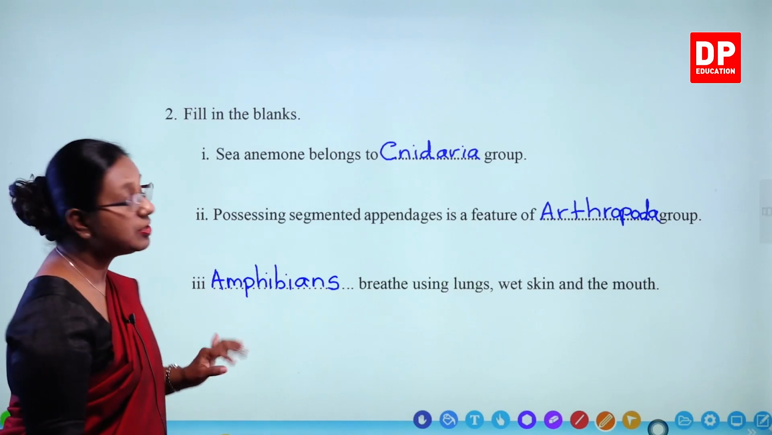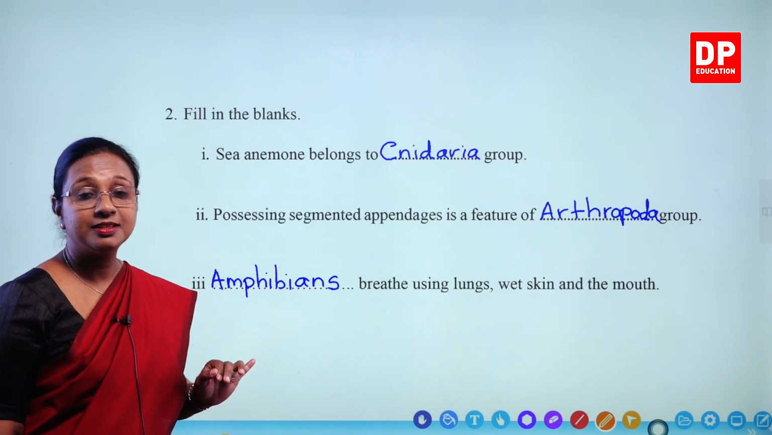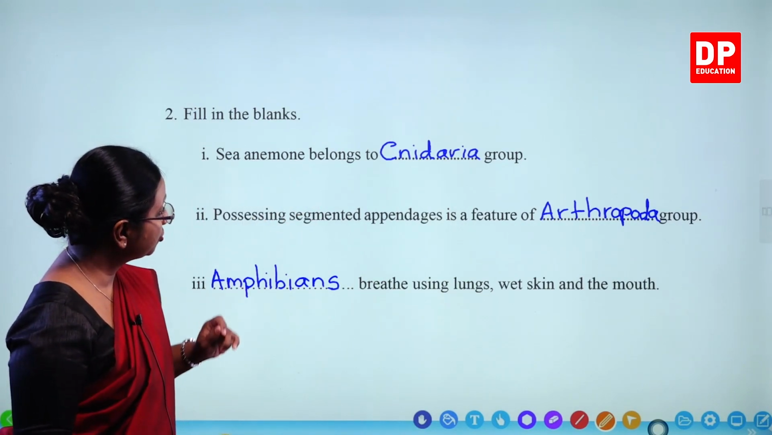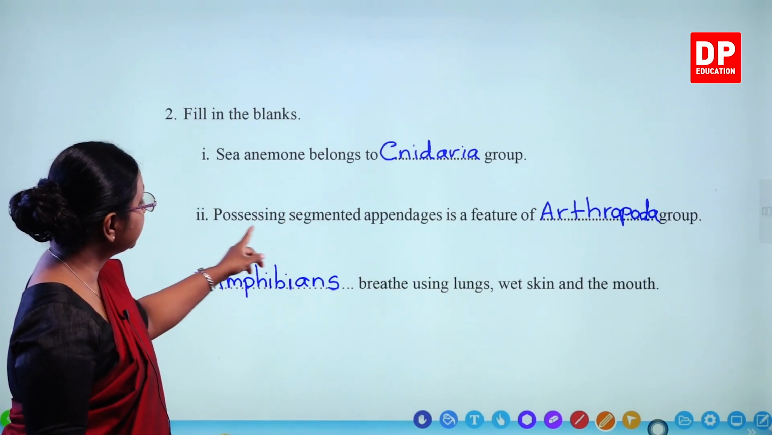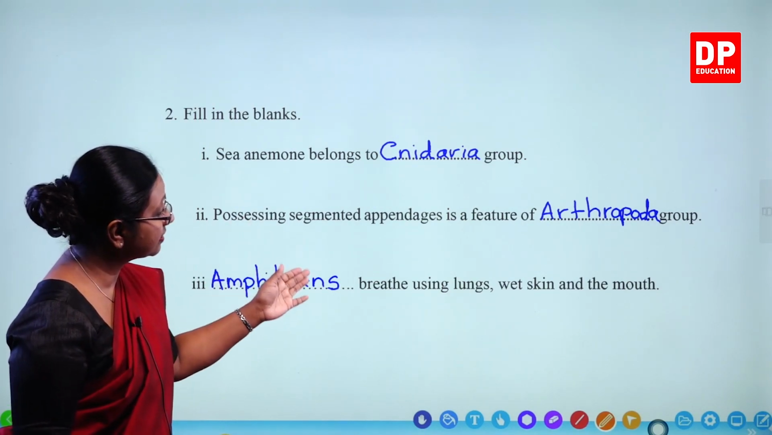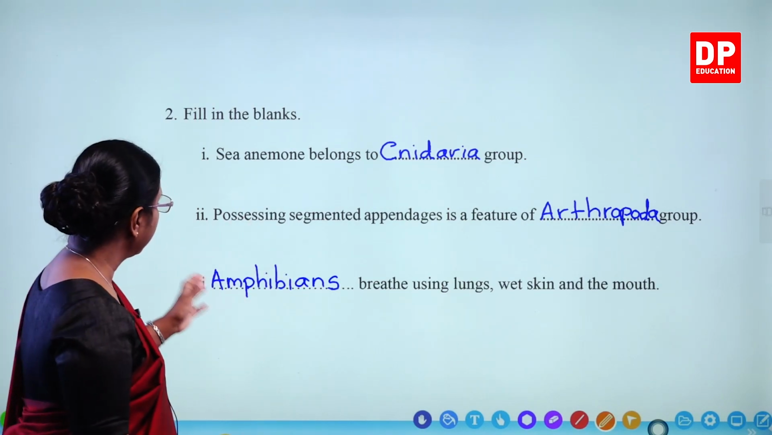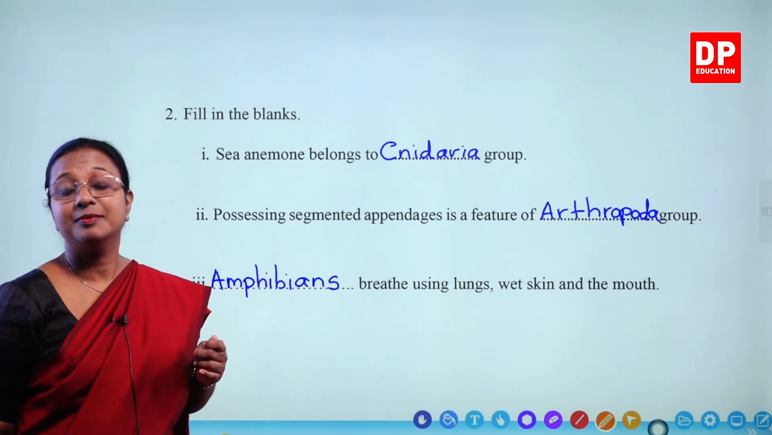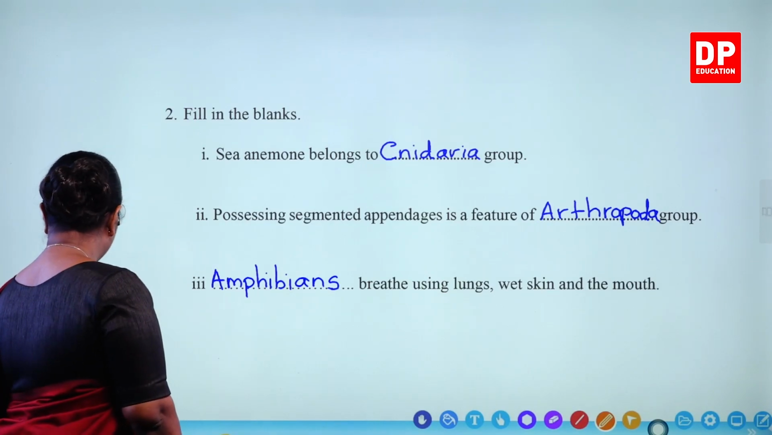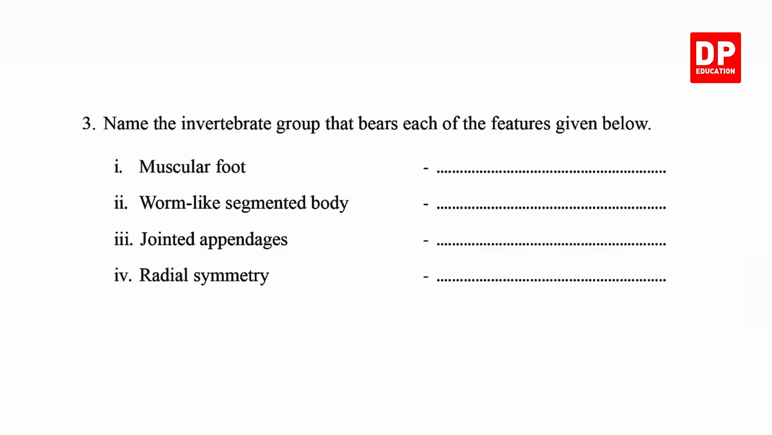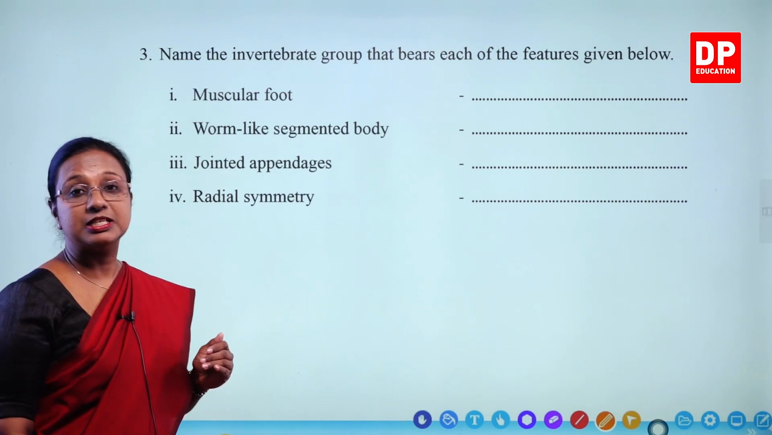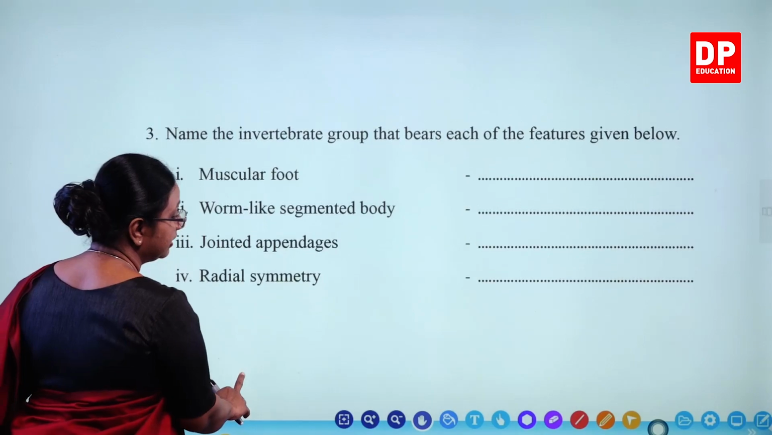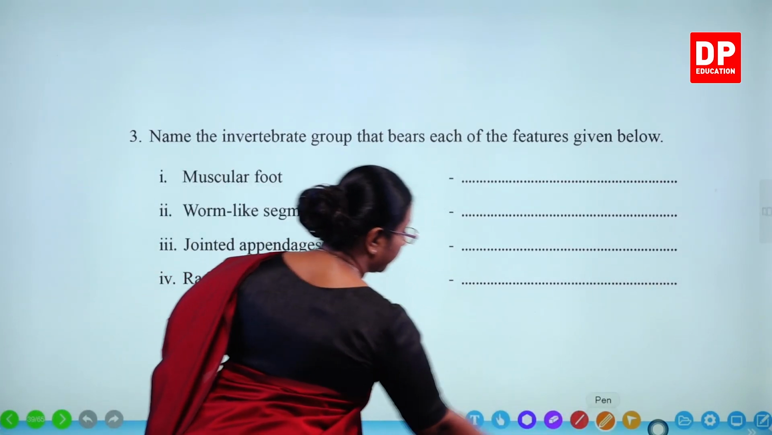So were you all able to write the correct answers? I am sure you would have done that. Sea anemone belongs to Cnidaria group. Possessing segmented appendages is a feature of Arthropoda group. Amphibians breathe using lungs, wet skin and the mouth. Then the next one. Name the invertebrate group that bears each of the features given below. So some features are given to you. You have to write the relevant group.